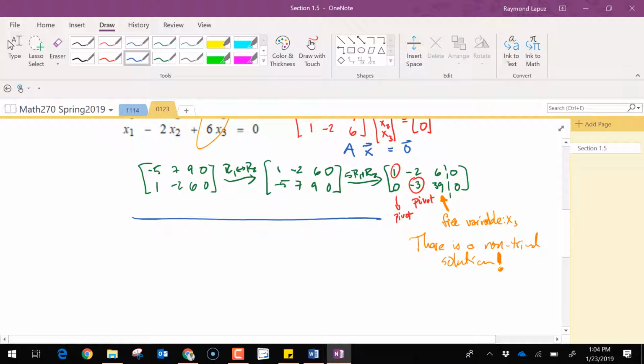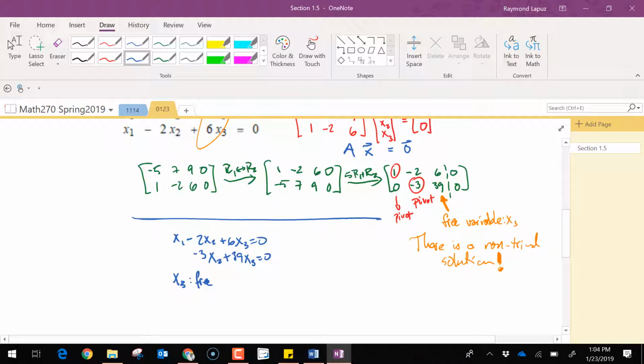So if we try to write up our equation in reduced form, we have x1 minus 2 x2 plus 6 x3 is equal to 0. We have a -3. I should have divided by -3. -3 x2 plus 39 x3 is equal to 0. And we say that x3 is free. We'll let that be whatever we want.